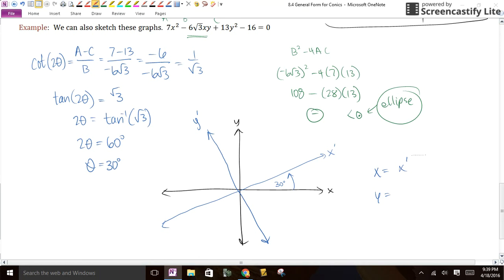And then what we do is, if you want to try on your own, give it a shot. Use the highlighted formulas, figure out what the angle is, 30 degrees, figure out what x and y are, substitute it into this one, and then get rid of all the xy terms, FOIL it out in a big long mess, and then you'll finally have a graph that you'll be able to put on those blue axes, and you'll get to see the graphed equation. So we will do that in class.